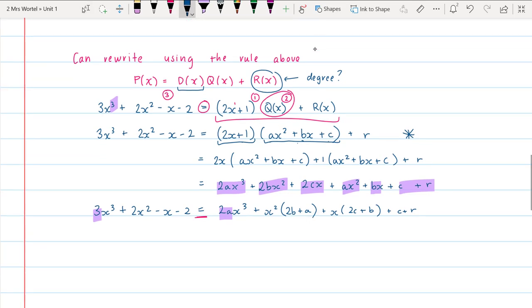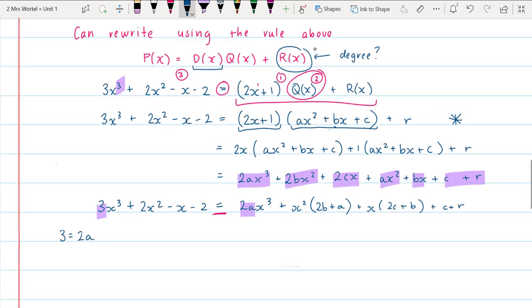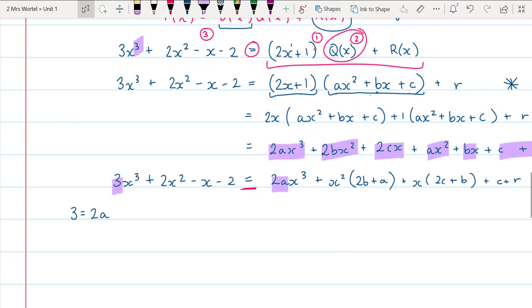So 3 has to be equal to 2a in order for this equation to be true. So I can work that out. Therefore, a is going to equal 3 over 2, nice and simple.